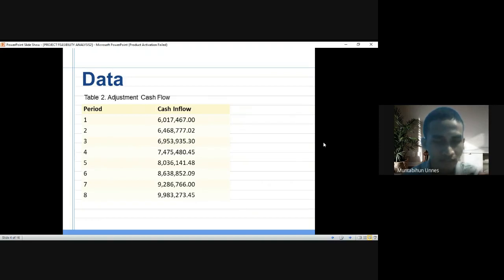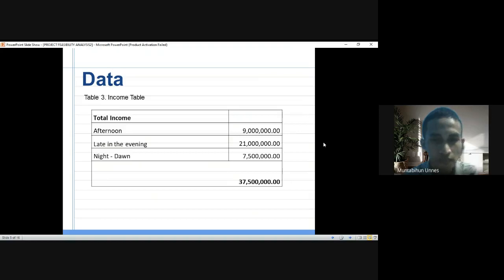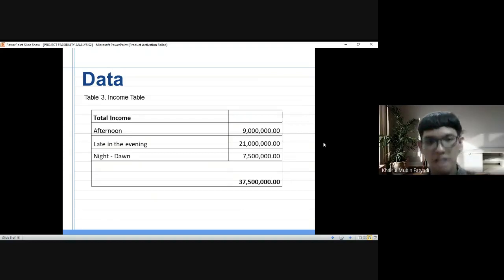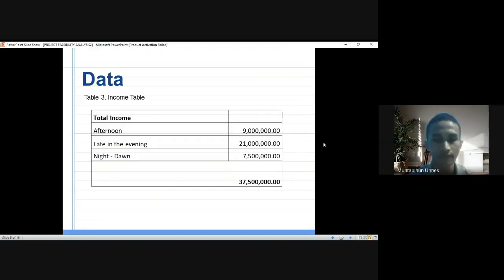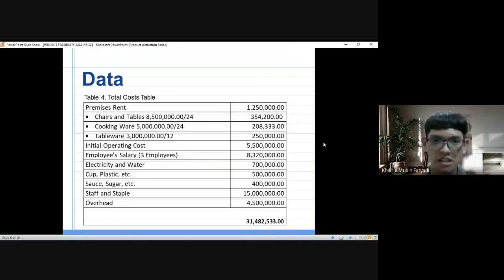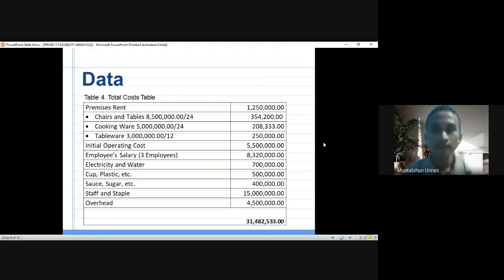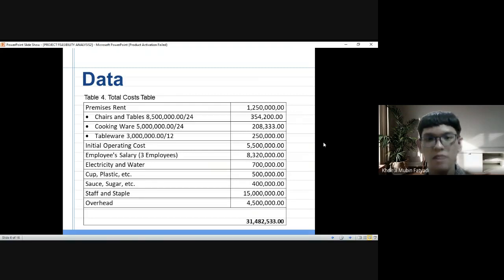Next is table 3, that is the income table. From this table, we know that the total income is 37,500,000. And the next is table 4, that is the total cost table. This is the total cost month by month. From the table, we know that the total cost is 31 million 482,533.